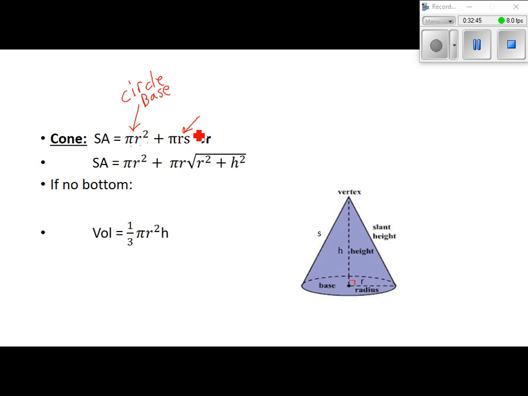And I'll talk a little more about some of this here in a second. Another formula for surface area is this formula. It looks a little more difficult, but it just depends on what you're given, and I'll talk more about that here in a second.